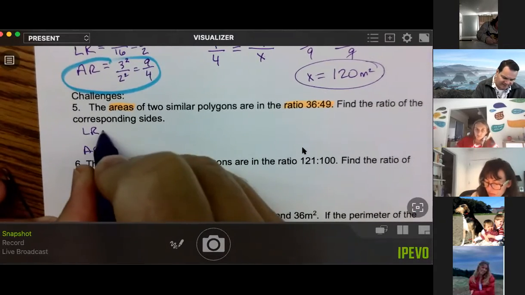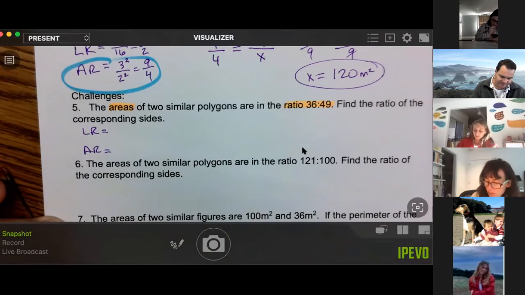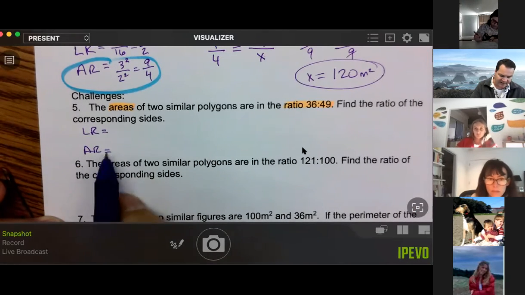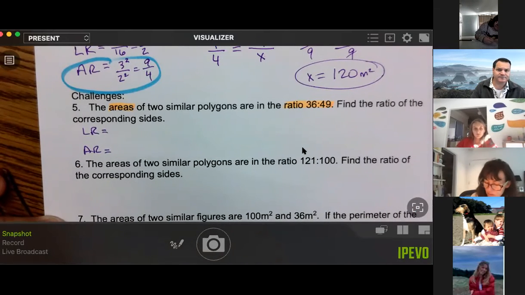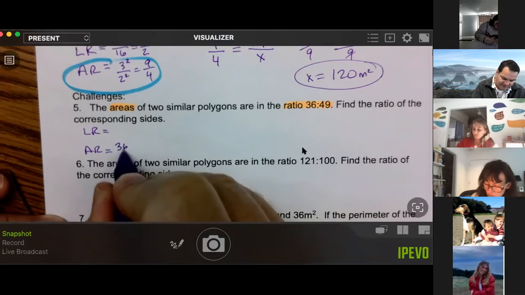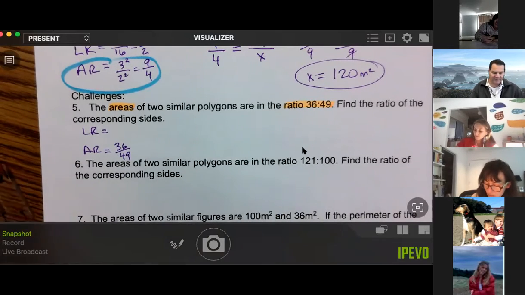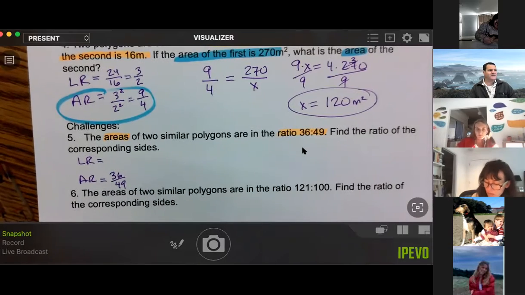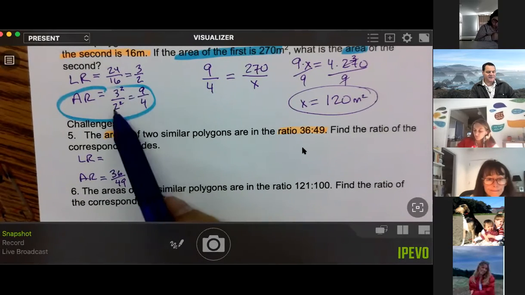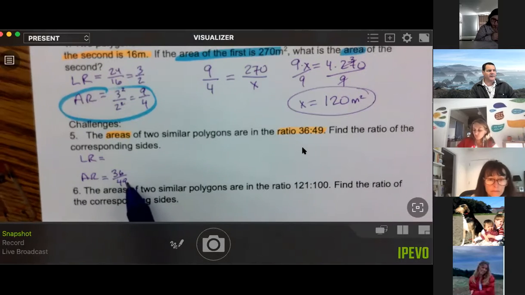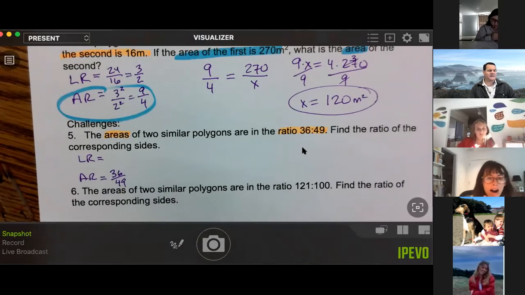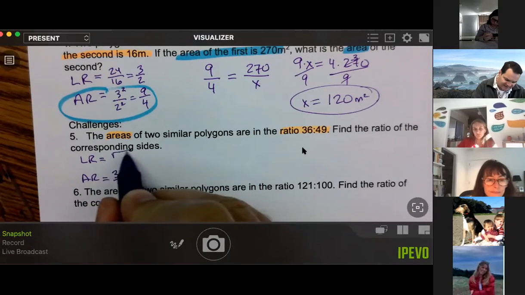So if I start off with my LR and my AR, is this going to be an AR or an LR to start with this time? AR. This one's an AR. This is our area ratio of 36 to 49. And previously we would just take our length ratio and square it to get the area ratio. But now we're starting with the area ratio. So how are we going to go back to get the length ratio? Square root. Excellent.